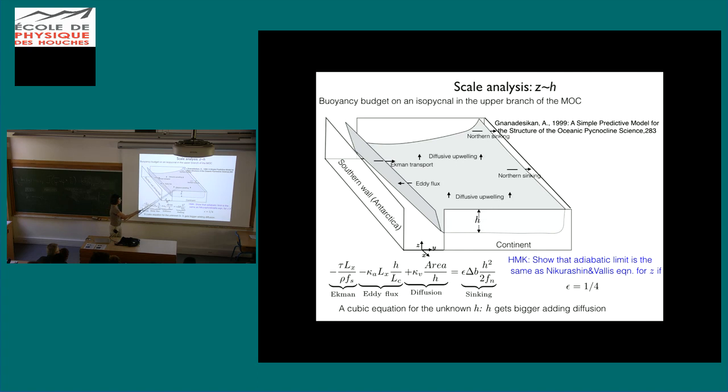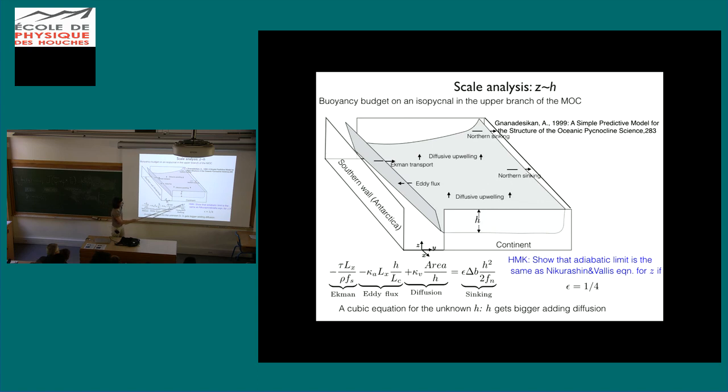Now, if it's true that the diabatic term is diffusive, then that's proportional to the diffusivity times the area divided by the height. And then this velocity here is presumably in geostrophic balance, and so it's proportional to the difference of the squares of the height on the eastern side minus the height on the western side, times the density difference, and divided by f. And this too is kind of arbitrary, but there you go.